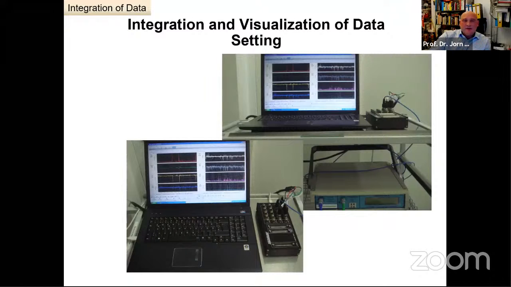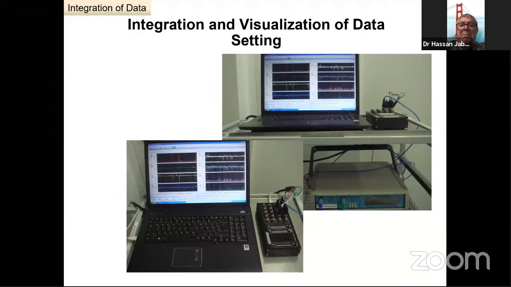My last two images, how do we put this all together? ICP, PO2, TCD, for instance, and Dr. Jorn, could you wrap it up? Yeah, it's only two more slides.